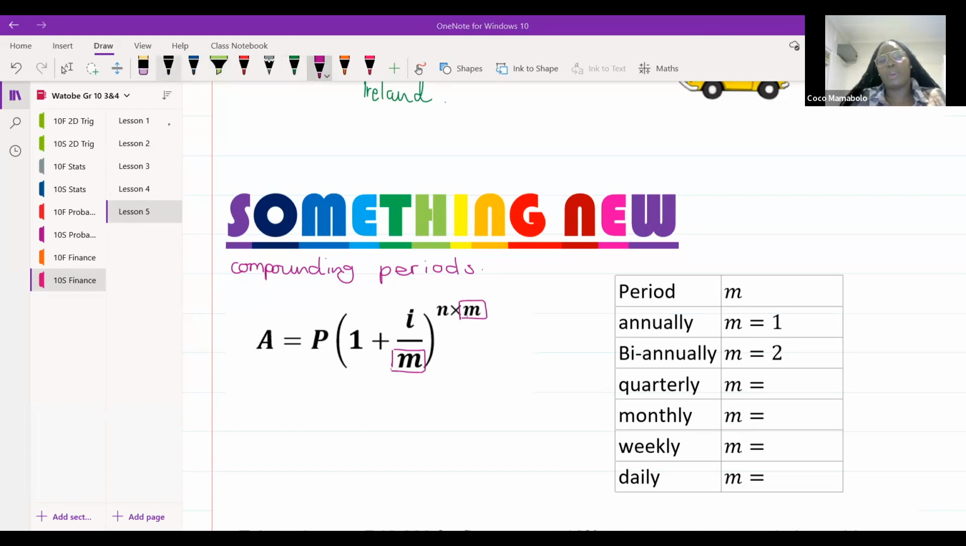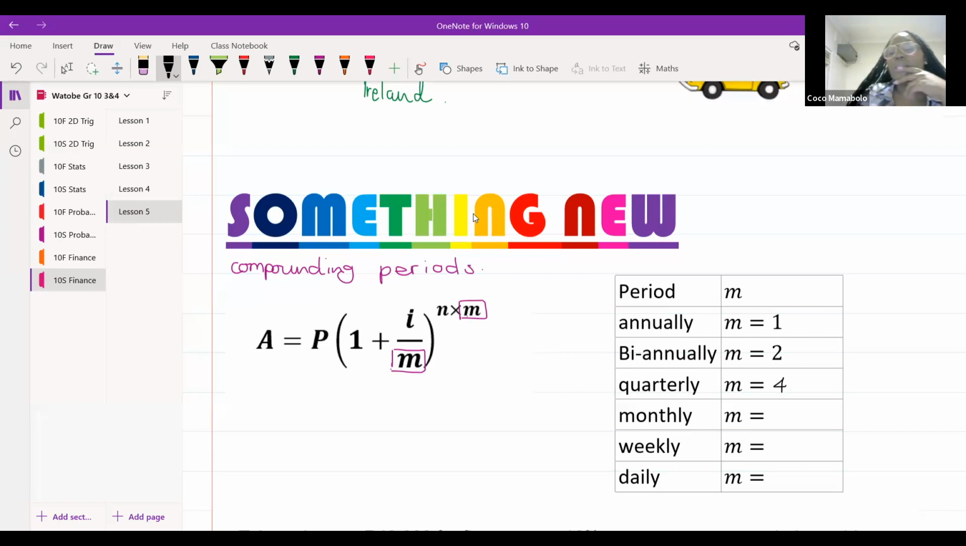Now, remember we've spoken about this: if they say it's compounded annually, then our M is just going to be equal to 1. Biannually would mean that our M value in the formula is 2. What would quarterly mean? What would M be equal to if we had to compound our interest rate quarterly? Think of a quarter. Correct, 4, 100%.